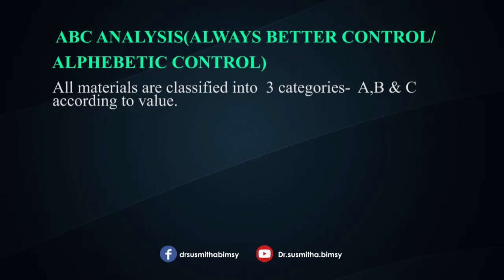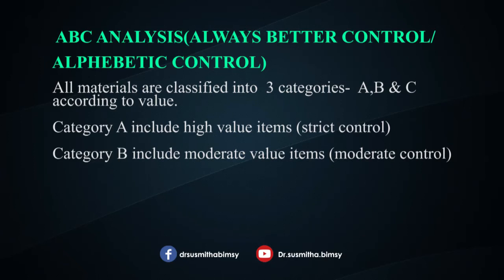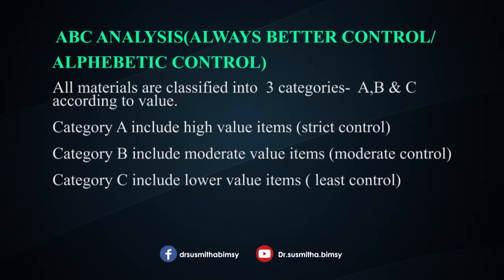So here category A includes high value materials, that is costlier material. Category B includes medium or moderate value material, that is less costly material, and category C includes lower value material, that is least cost materials. As per this method, a very strict control is exercised over category A material, a moderate control is exercised over category B material, and relatively lesser degree of control over category C material.